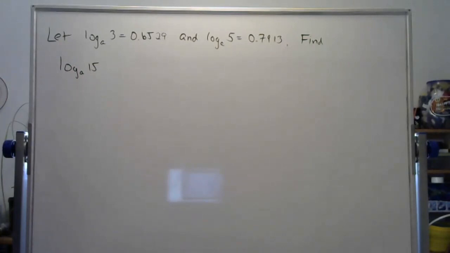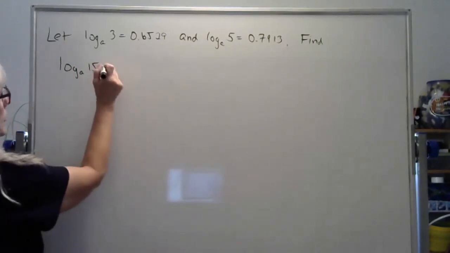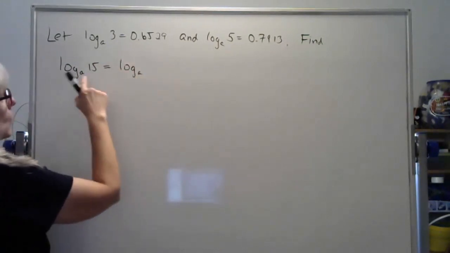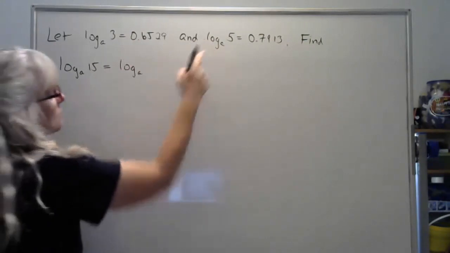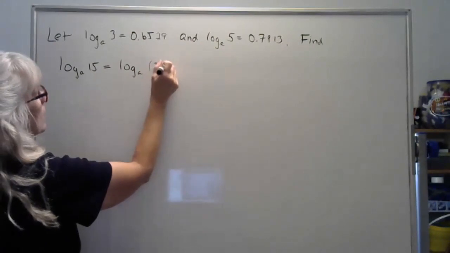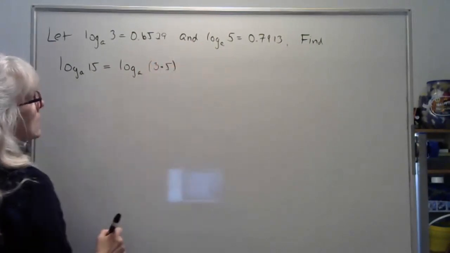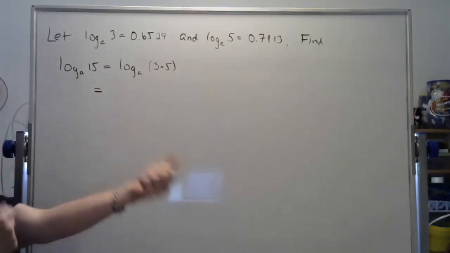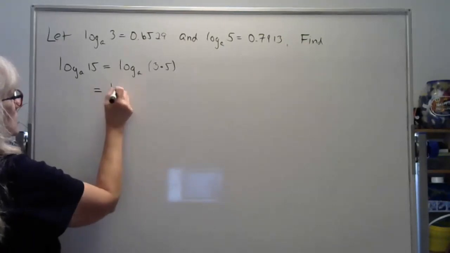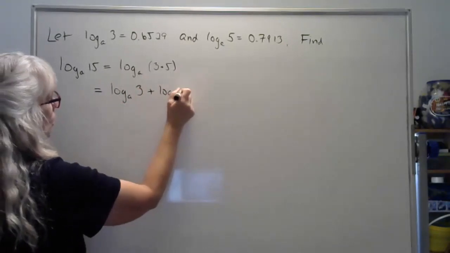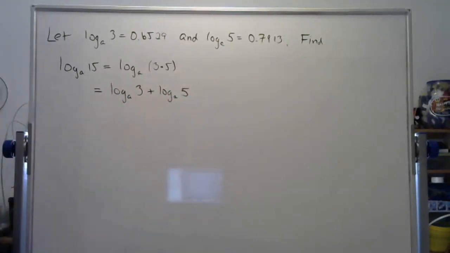Okay, anybody got a thought? Well, can I rewrite 15 in terms of 3s and 5s? Wasn't it 3 times 5? So I'm going to rewrite that as 3 times 5. So log base A of 3 times 5. And the minute I write it as a product, I can come in and expand it using one of the properties from yesterday. So that would be log base A of 3 plus log base A of 5. And that was like property 6 or 7 from yesterday.